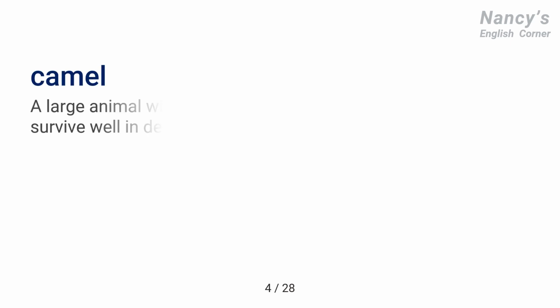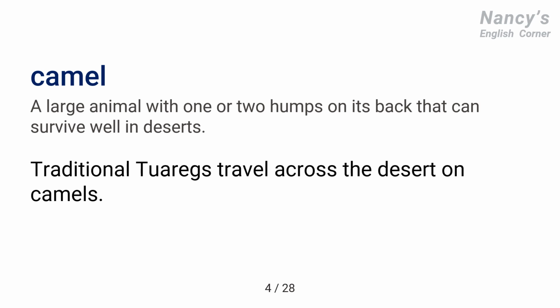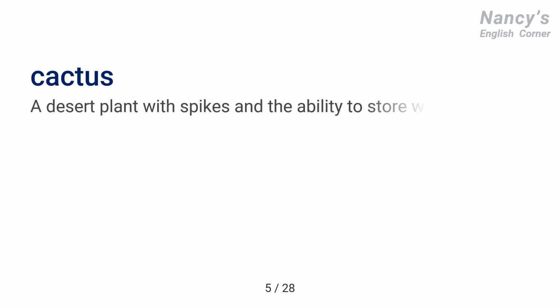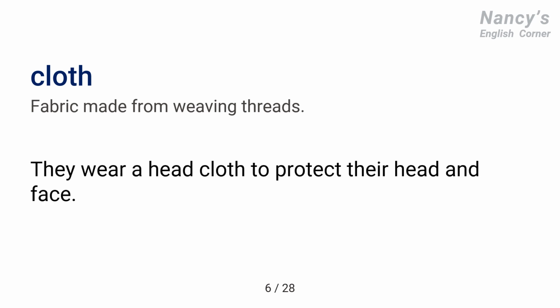Camel. A large animal with one or two humps on its back that can survive well in deserts. Traditional Tuaregs travel across the desert on camels. Cactus. A desert plant with spikes and the ability to store water. The cactus has big roots, so it can collect water fast when it rains. Cloth. Fabric made from weaving threads. They wear a headcloth to protect their head and face.